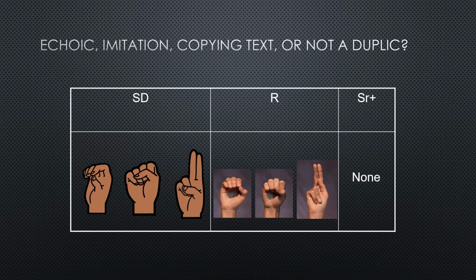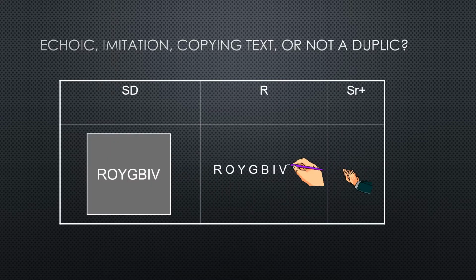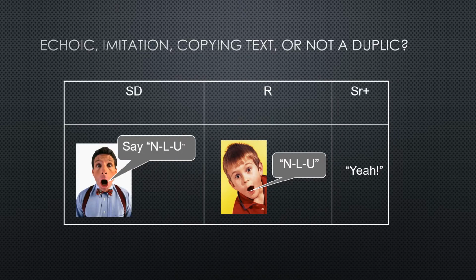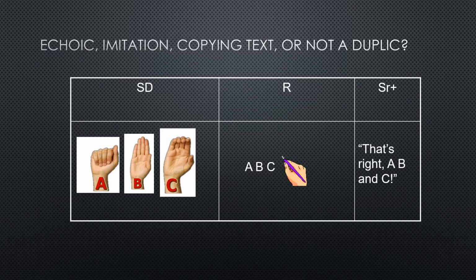Here we see an SD, a response, and the maintaining reinforcement. Is this an example of an echoic, imitation, copying text, or is it not a duplic in the first place? Same question. And here? What if someone says NLU and another person says back NLU, maintained by the first person saying yeah? And if I fingerspell ABC, occasioning the behavior of someone writing ABC, what's that an example of?